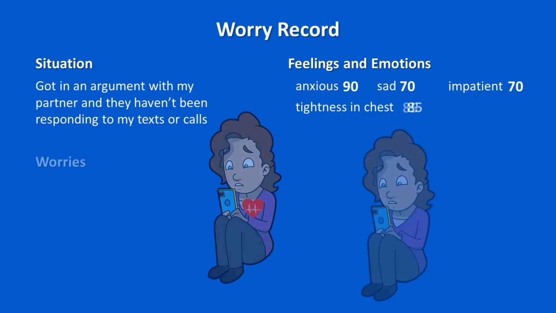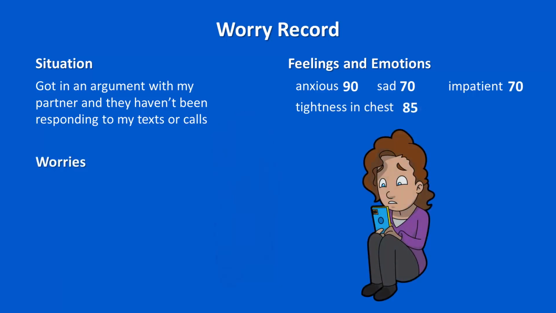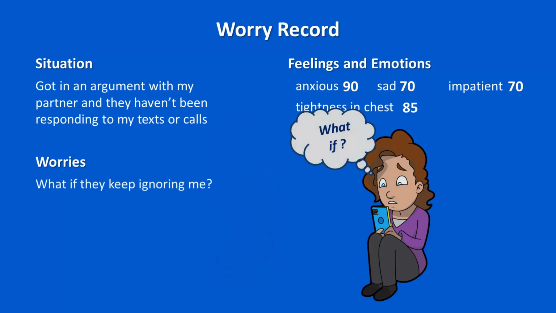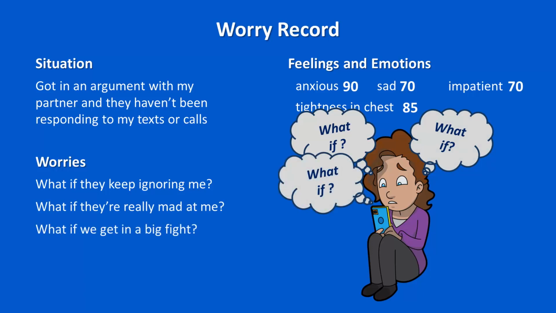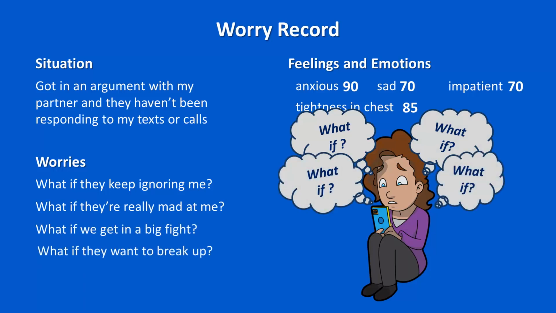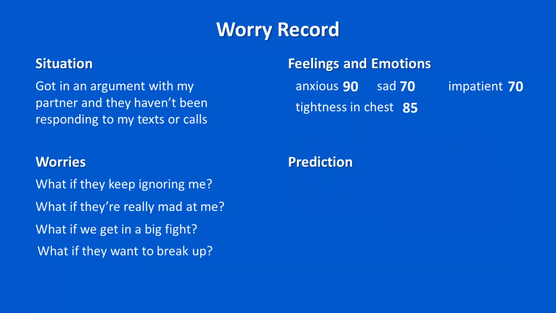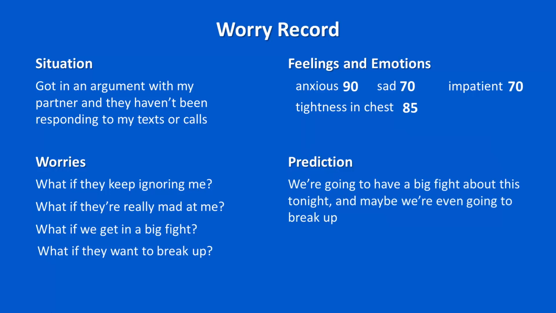So what am I worrying about, thinking, or saying to myself? What if they keep ignoring me? What if they're really mad at me? What if we get into a big fight over this? What if they want to break up with me? And then we write down what we predict is going to happen. We're going to have a big fight about this tonight, and maybe we're even going to break up. And then we rate how much we believe this prediction.